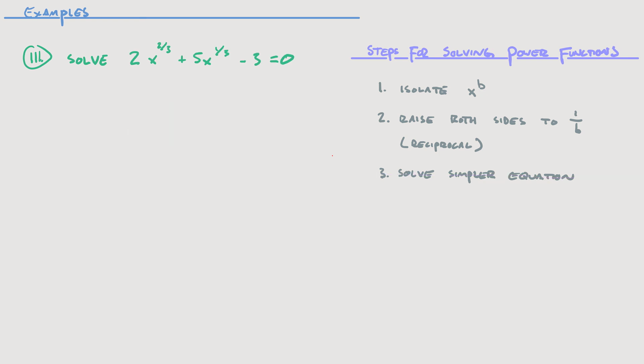All right, example number 4. Let's say we've got 2x to the 2/3 plus 5x to the 1/3 minus 3 is equal to 0. For which you might be saying, wait a minute, that's not a power function. And you're right. So let's go ahead and get this stuff out of here.